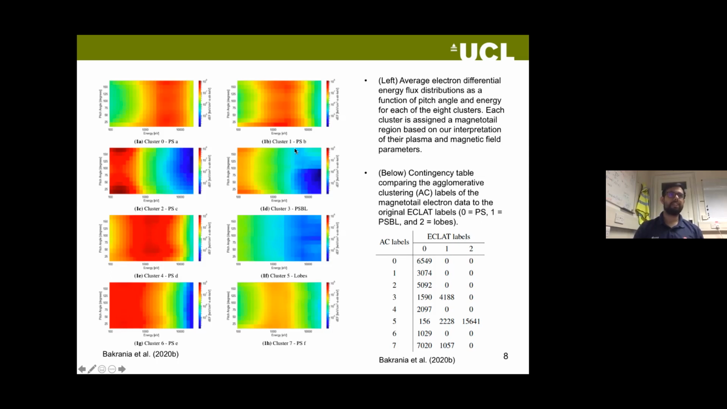However, what is interesting is there are 6 distributions that we find within the plasma sheet, which shows that there's actually quite large variations within the plasma sheet based on all of the anisotropy, temperature, density, etc. And that's something we've been able to distinguish with our autoencoder and clustering method. We've also compared it to the ECLAT dataset, which just labeled the magnetotail into plasma sheet, a boundary layer, and lobes, and we found that we are in very good agreement for most of these labels as well.